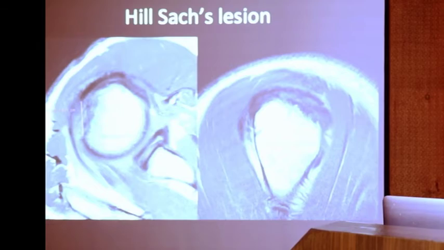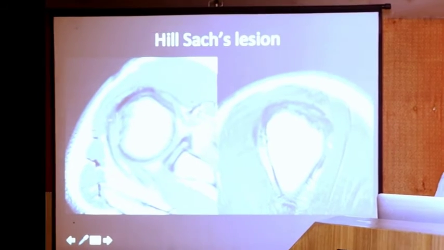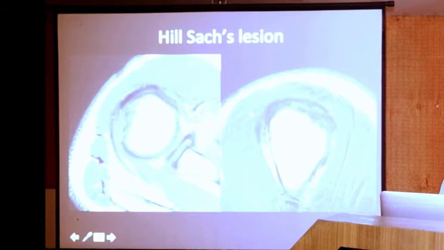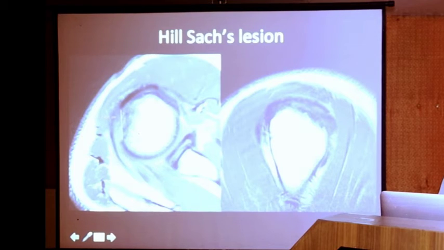This is an axial proton density image. As I told you, PD image is the backbone of MSK imaging. So both of these are proton density images. This is an axial image showing the humeral head. This is the glenoid. And what you can see is a defect in the humeral head superiorly.